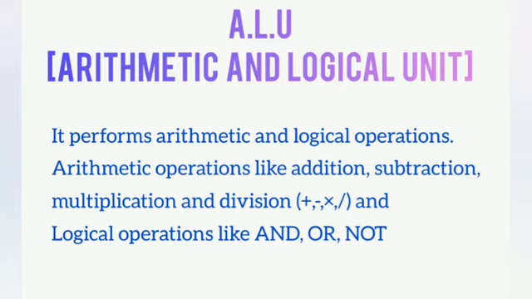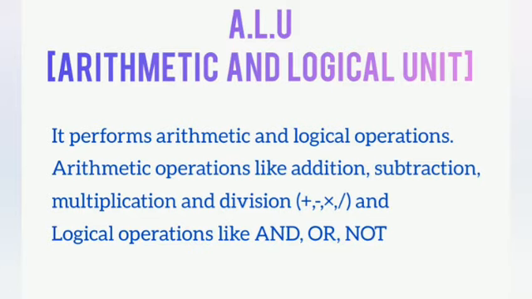Let us look at the arithmetic operations like addition, subtraction, multiplication, division, and so on. Coming to the logical operations like AND, OR, NOT, these are carried out in this arithmetic logic unit. So these two are the major units of the CPU. We have learned what the input unit and the CPU are. Under the CPU we have two major units, that is the CU, control unit, and the ALU, arithmetic and logic unit.